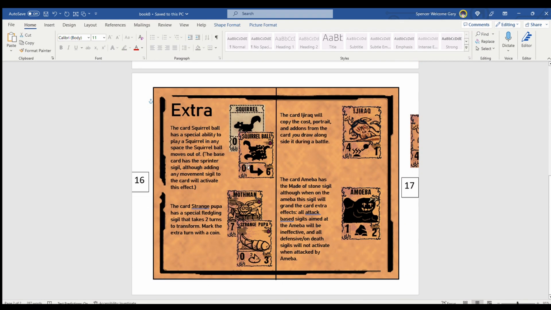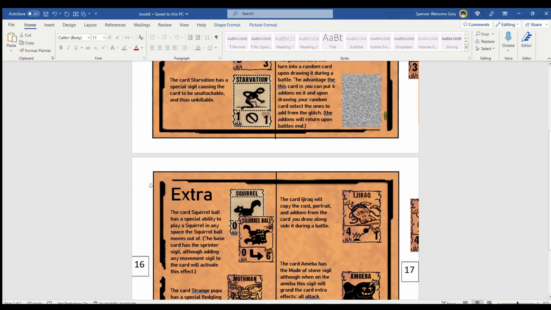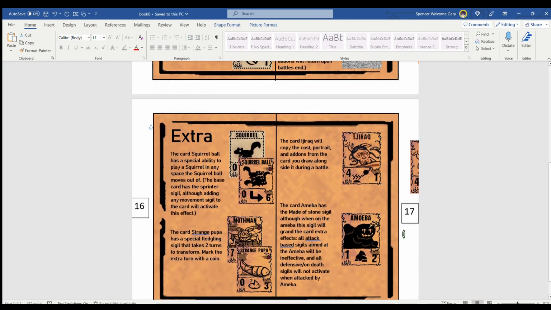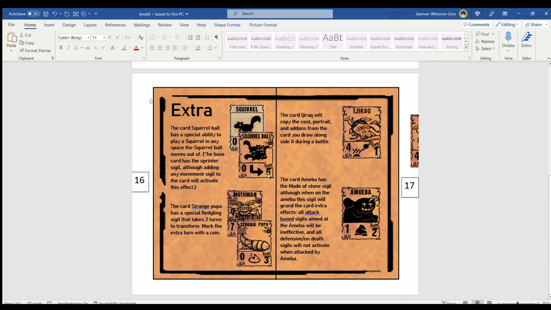And the final 2 pages, because 16 is connected to this page right here, and then 17 is connected to the back, which I explained first about the booklet. So this is the final page.